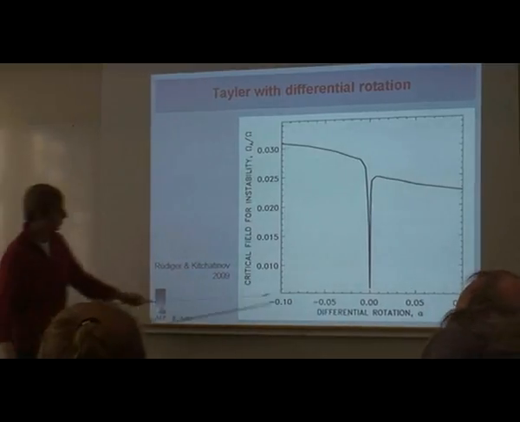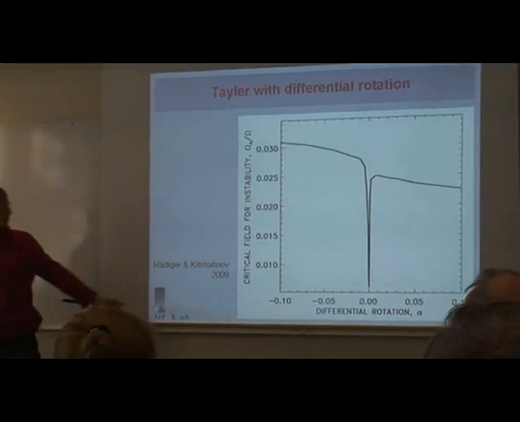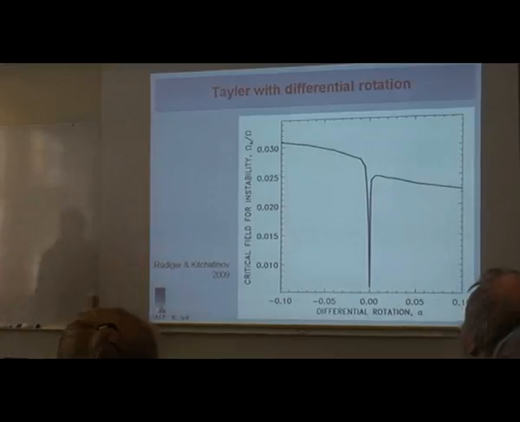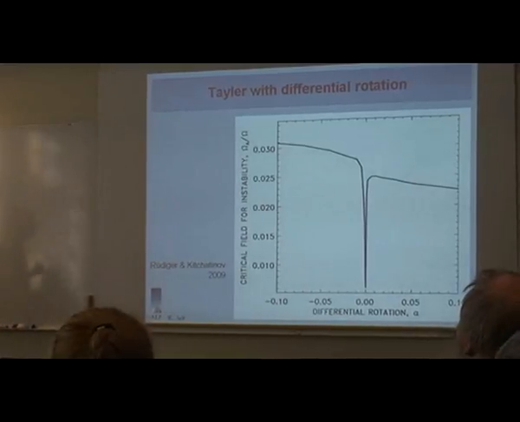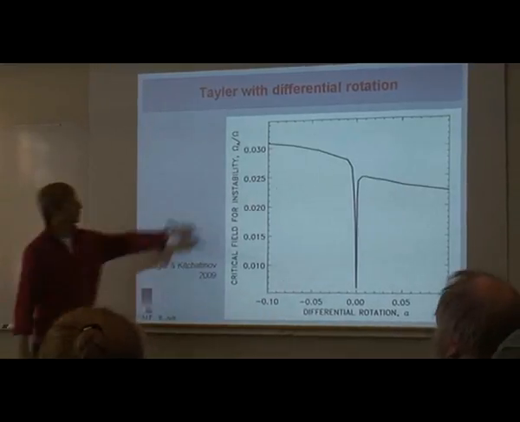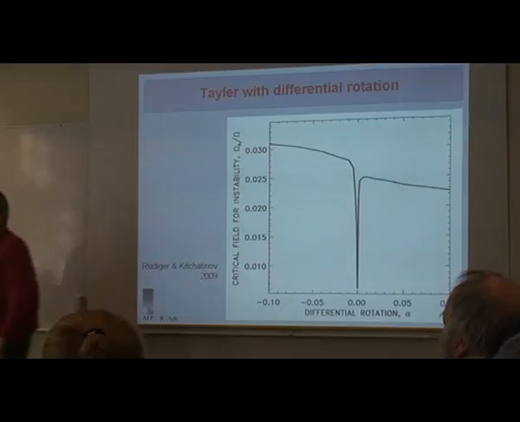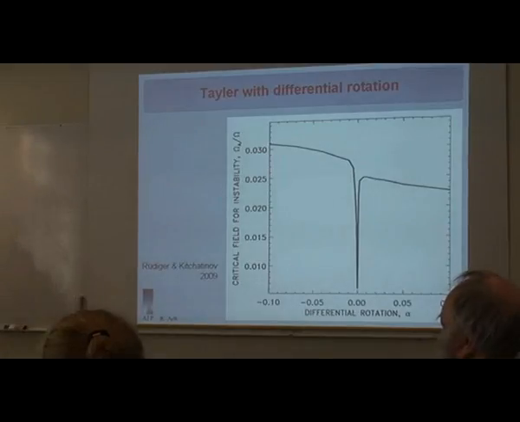Oh, it's a percentage probably. It's a percentage probably, 10% differential rotation. Differential rotation stabilizes non-axisymmetric models. That's the message. The numbers are totally irrelevant. Critical field means the critical toroidal field you have inside when it gets unstable.